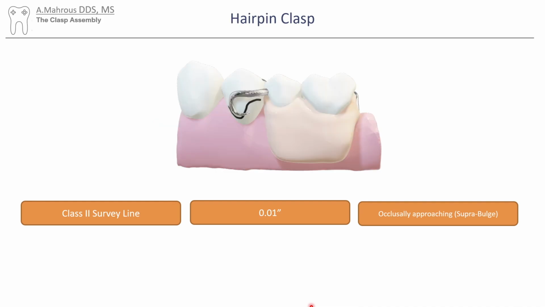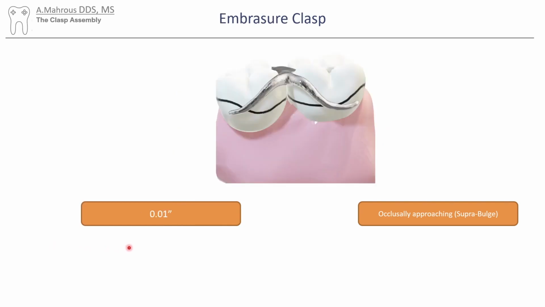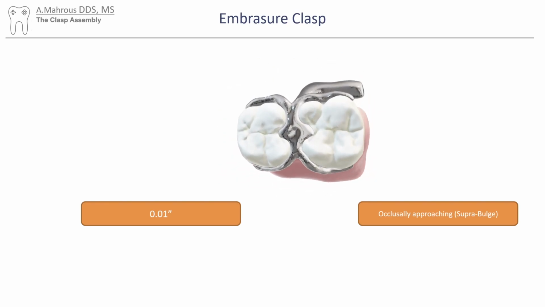The hairpin clasp is another occlusally approaching clasp that engages a 0.01 inch undercut that is closest to the initial space, thus is used with Class II survey lines. The embrasure clasp is a unique, occlusally approaching clasp that engages 0.01 undercuts on adjacent teeth. Unlike any of the clasps that we explained before, the embrasure clasp crosses the occlusal embrasure of adjacent teeth, thus connecting the reciprocal and retentive components of the same clasp. This clasp is used in very specific situations that we will talk about in later videos.